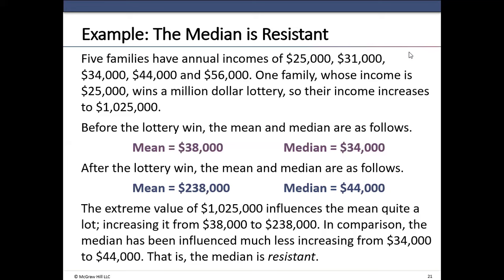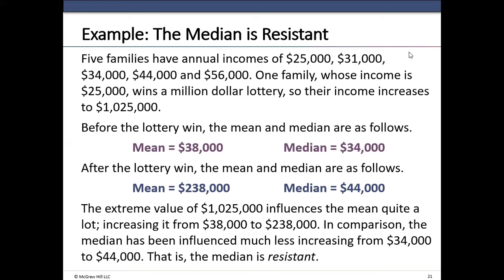Now, the family with the lowest salary wins the lottery. Their salary now becomes 1,025,000. Look at the mean. It shifts from 38,000 to 238,000, a difference of 200,000 in the mean value. Whereas the median shifts only from 34,000 to 44,000, a difference of 10,000 only. The mean is increased by 200,000. The median is changed only by 10,000.